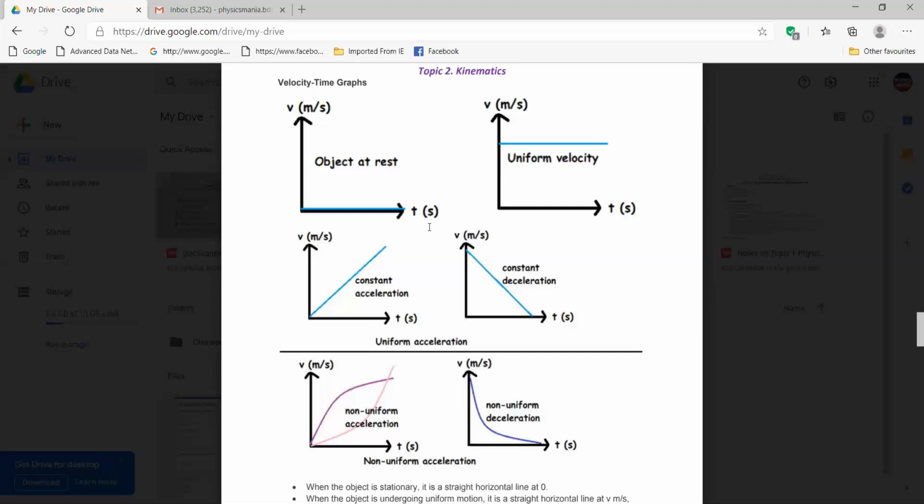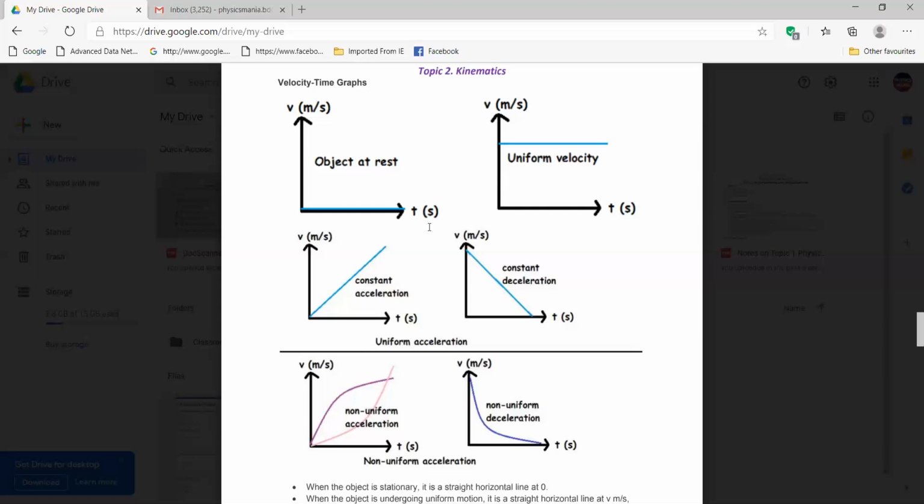Similarly, for the fourth velocity time graph, as time is increasing, the velocity is decreasing at the same rate. So the last one, non-uniform acceleration. You understand now how the graph will be going, right? For non-uniform acceleration, and here we have also non-uniform deceleration. So this one is clear, right?